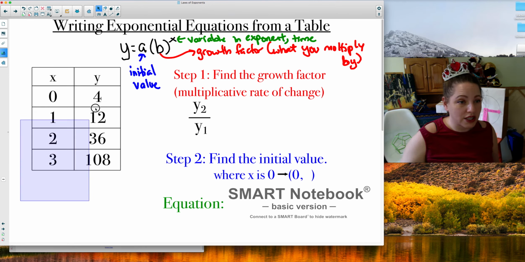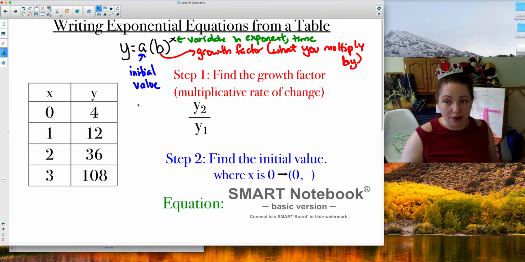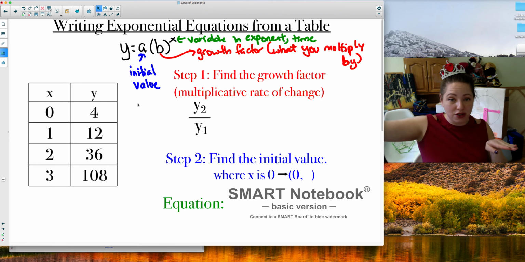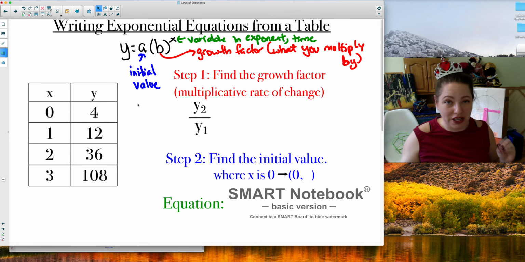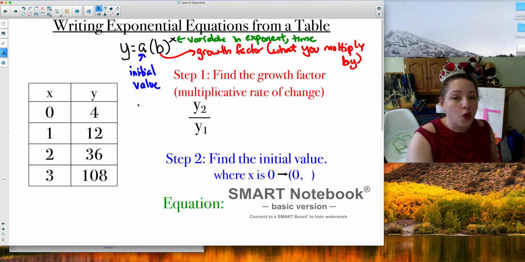So the first thing I want to do is find what it is multiplying by each time. Because in exponential functions, we don't add every time. It's not that straight line of $1,000 a day. It's multiplying each day, just like when we doubled the penny and you times it by 2 every day. Remember how fast it started to grow after a while? So we need to find what it is multiplying by.